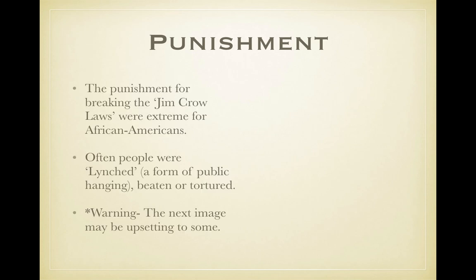So what was the punishment for breaking Jim Crow laws? They were very, very severe. The punishment for breaking the Jim Crow laws was often very extreme for African Americans. Often people were lynched, which is a form of public hanging. They were often beaten or tortured or arrested or treated very badly if they broke the Jim Crow laws.